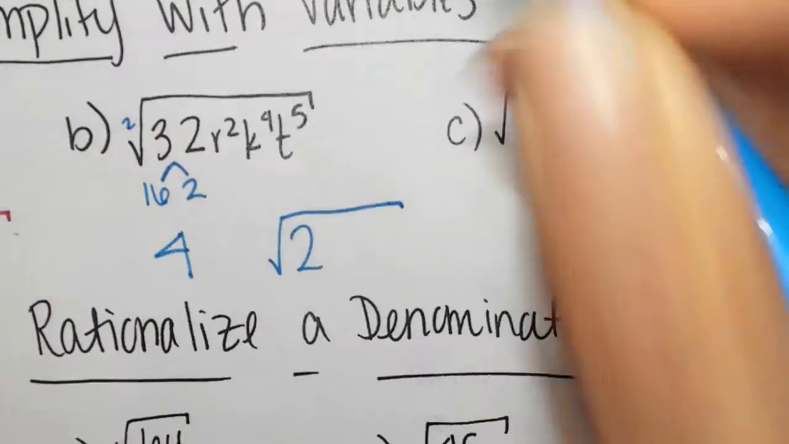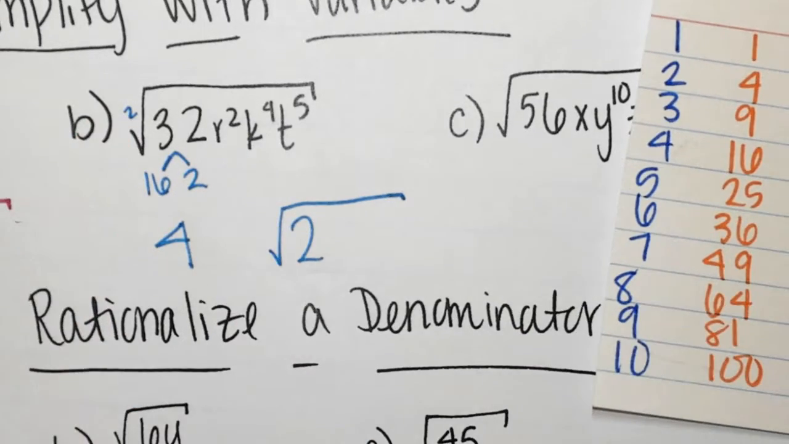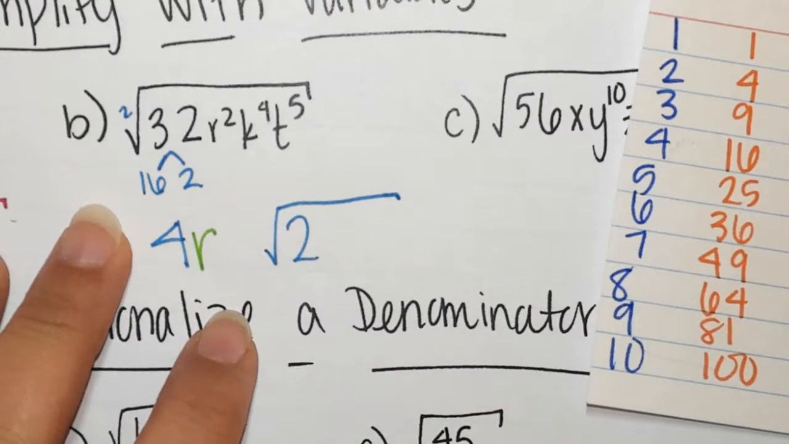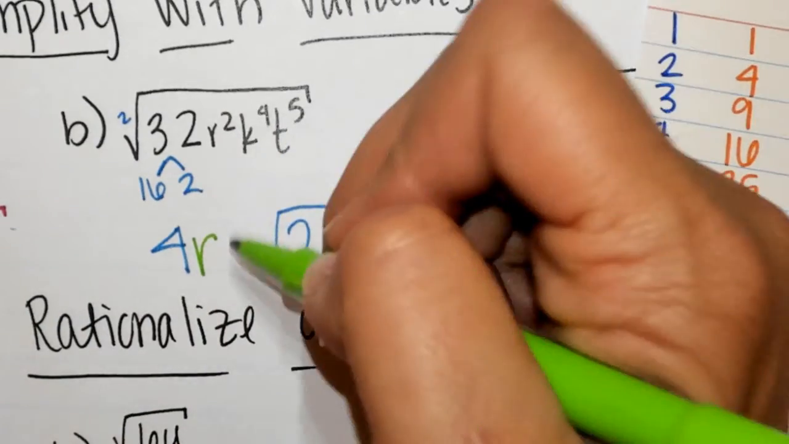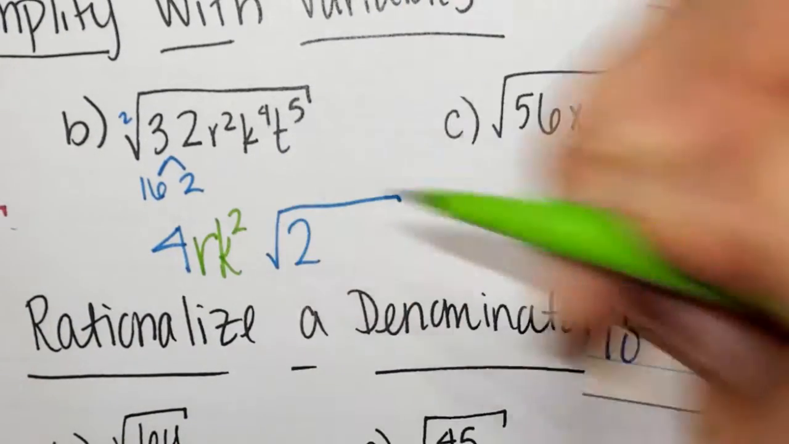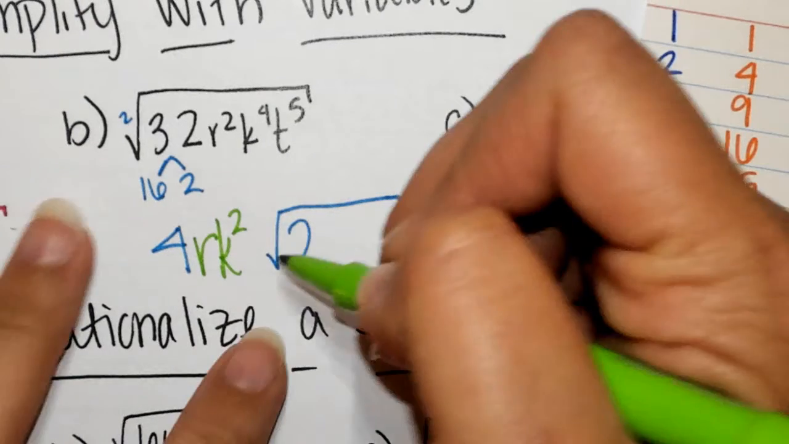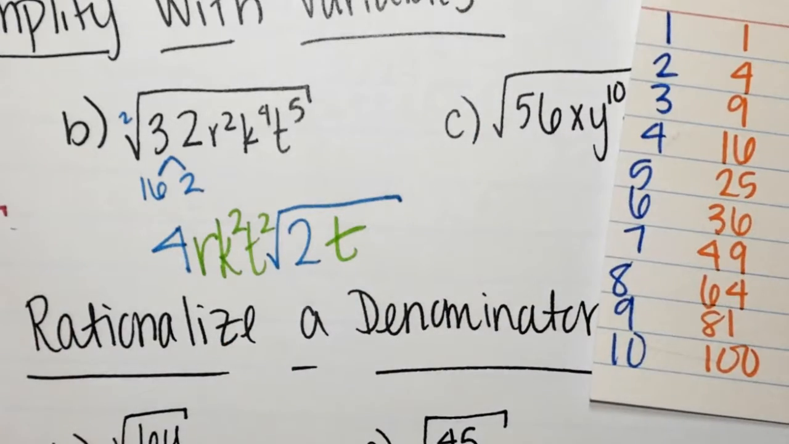Alright, now let's look at our R's. Remember, this is a baby 2. 2 goes into 2 how many times? 1. Does it have any left over? Alright, so that's why we have an R there. 2 goes into 4 how many times? 2 times. And do we have any left over? No. So that's why it's K squared. Alright, 2 goes into 5 how many times? Twice. With how many left over? 1. So it's 2t under the radical.